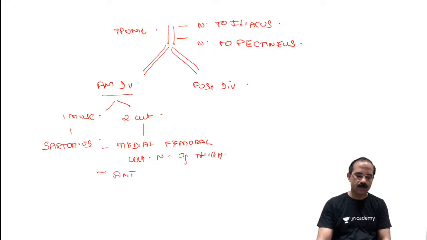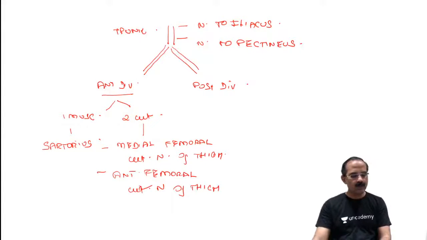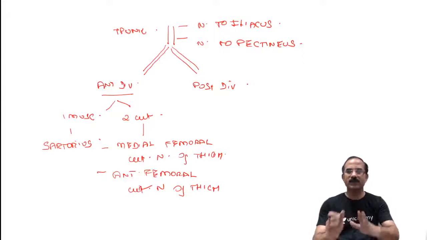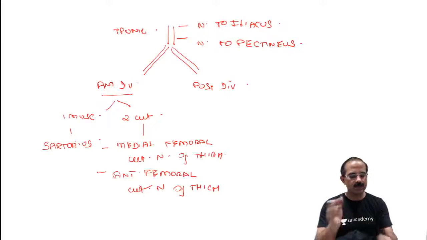And the anterior femoral cutaneous nerve of thigh. So it gives two cutaneous branches. One is the medial femoral cutaneous nerve of the thigh and the second one is the anterior femoral cutaneous nerve of thigh. Okay. So look at this, I'll show you this because once I clear this nerve, it doesn't come back on the screen. It is gone forever.